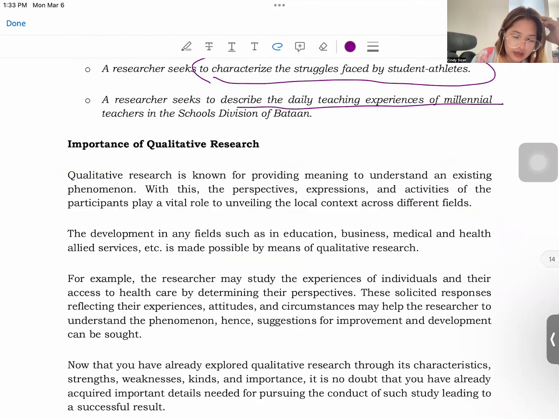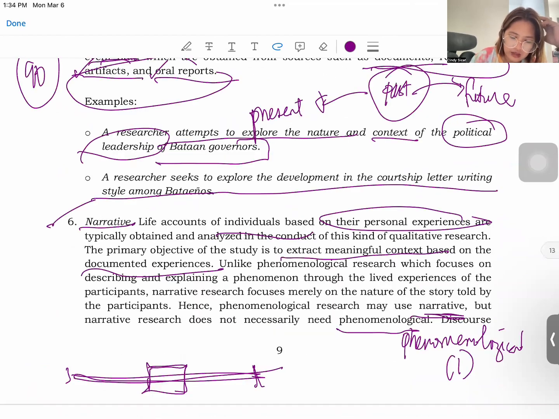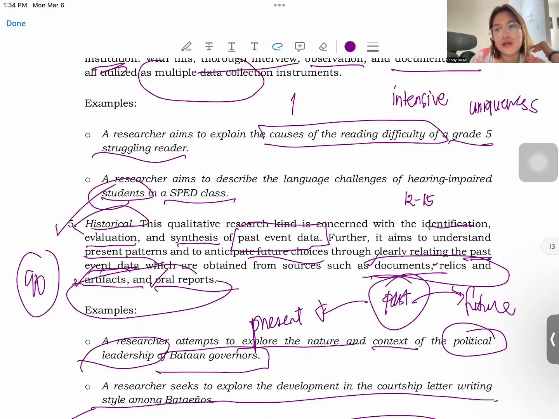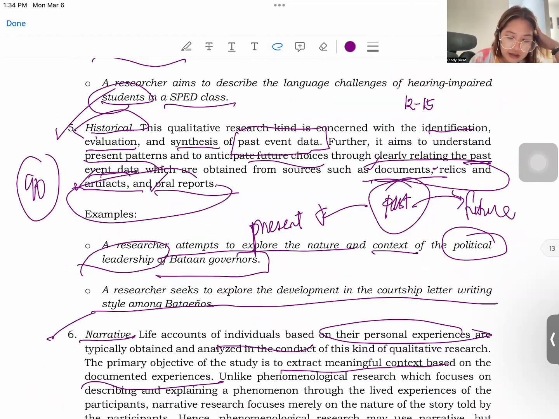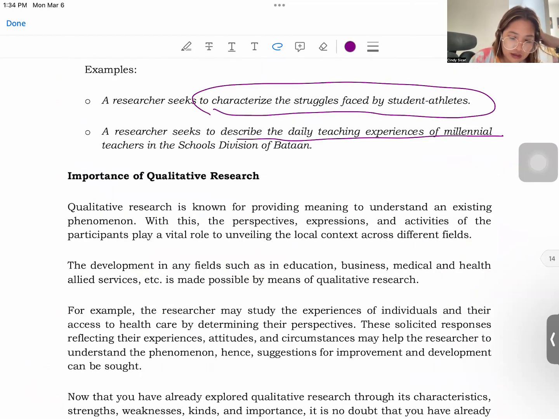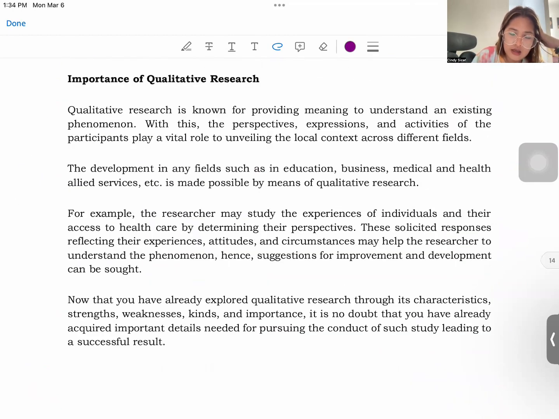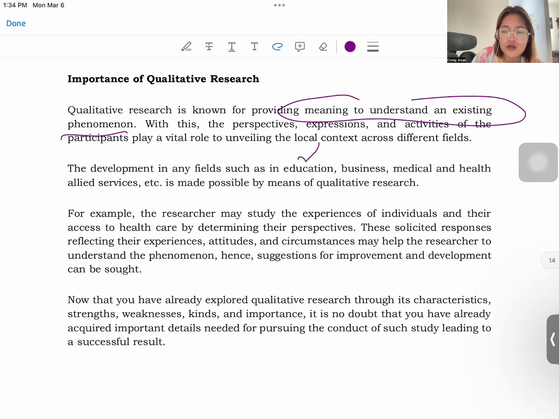We also have historical. Like you look for the pattern, considering data from the past. And then, importance of qualitative research. We are able to provide meaning to understand an existing phenomenon. We get to understand matters, okay? Nagagamit siya sa education, business, medical, and health allied services, okay?